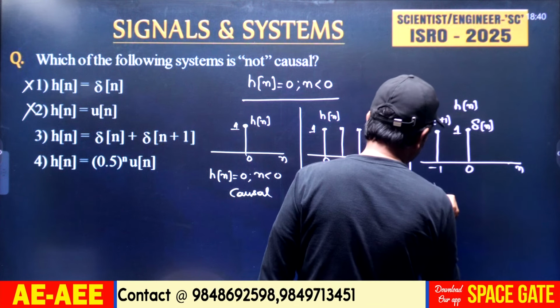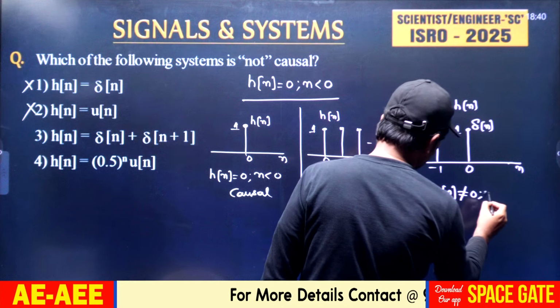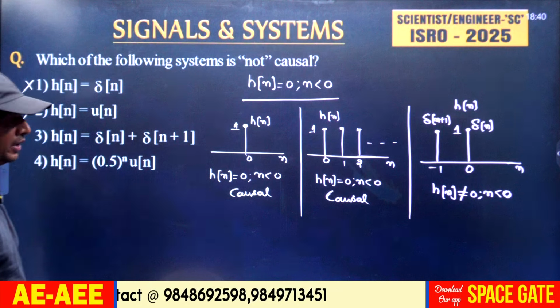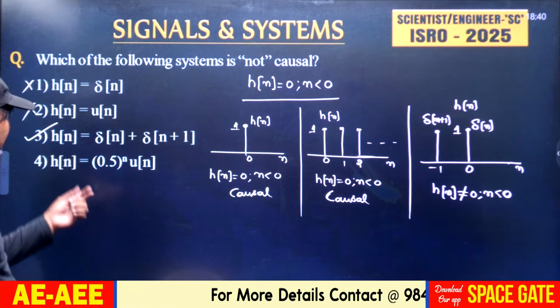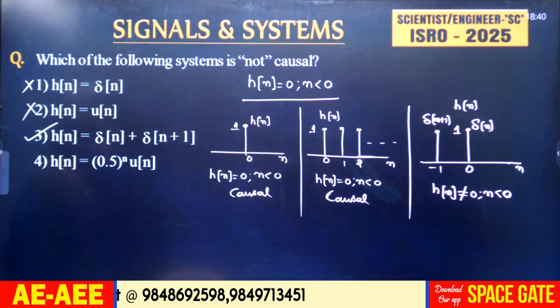Now if you observe, h of n is not equal to 0 for n less than 0 because we have one sample at n equals minus 1 also. So this is the answer. And if you observe this signal, h of n is equal to 0.5 whole power n u of n.